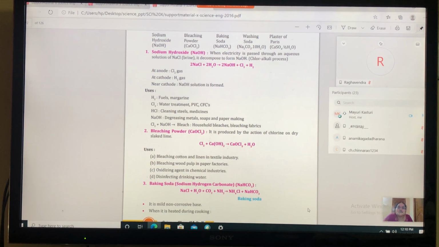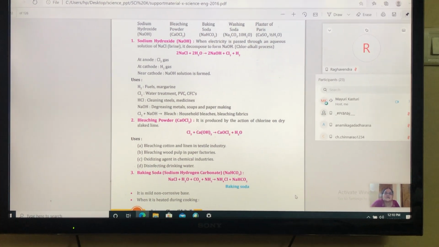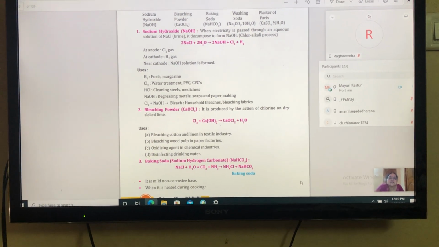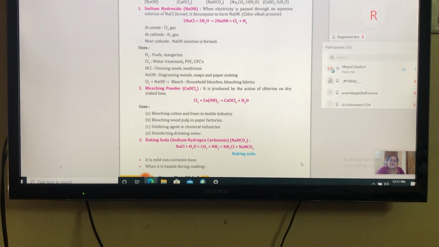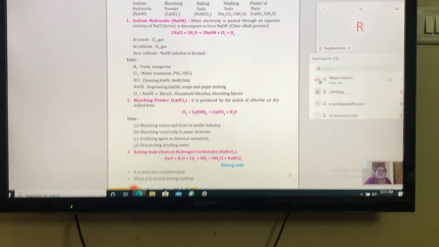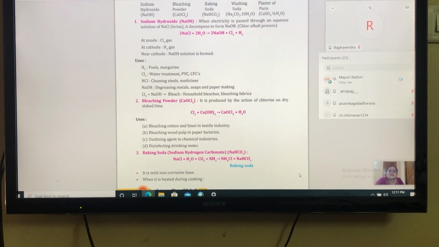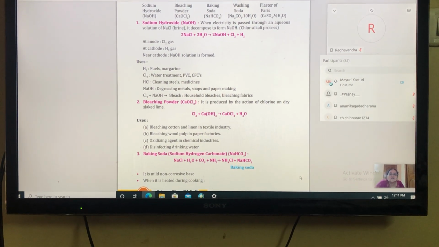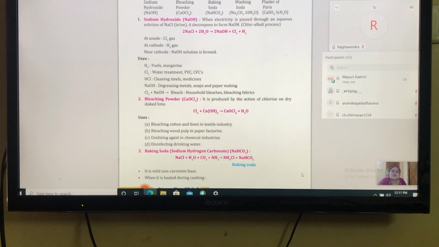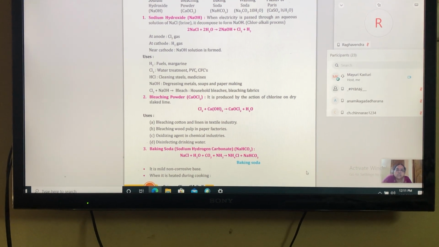Now what are the uses of bleaching powder? The chemical formula is CaOCl2. First, bleaching cotton and linen in the textile industry. Second, bleaching wood pulp in paper factories. Third, oxidizing agent in chemical industries. Fourth use, disinfecting drinking water. This is about bleaching powder preparation; write the equation and you can write the uses.